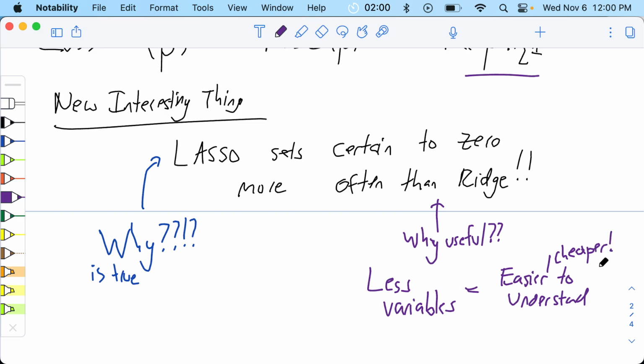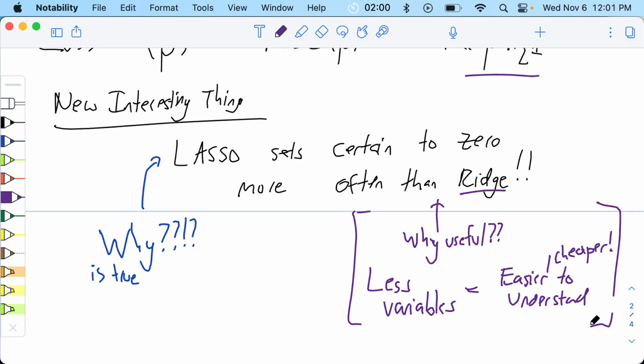Of course, you can also do this with ridge if you do explicit feature selection, like we did for project 1. You can take any model and just look at all the different subsets of features. So you can do this by force, but the lasso does it automatically, and that's a nice feature. Okay. Questions about why it's useful? All right, so let's see why it's true.